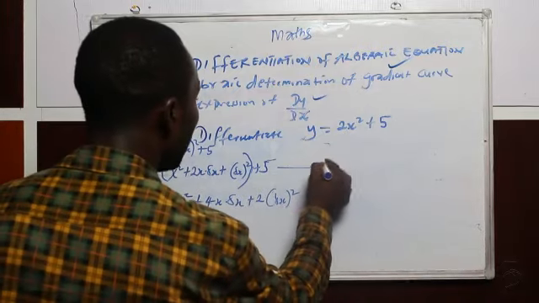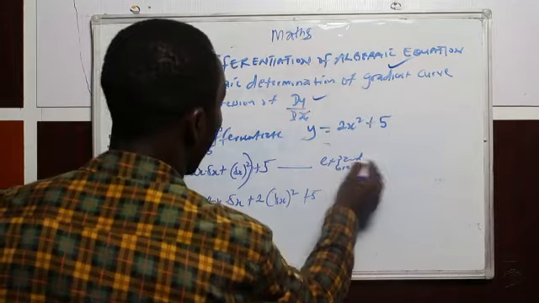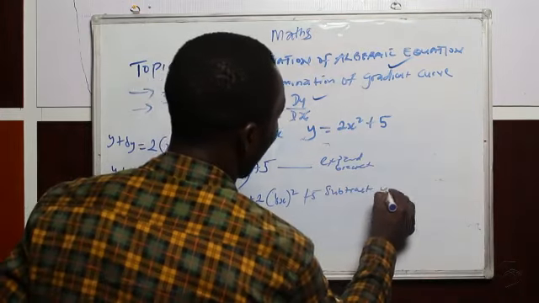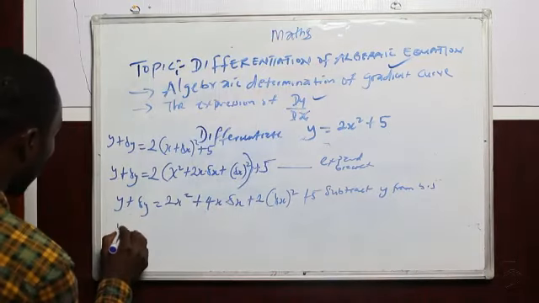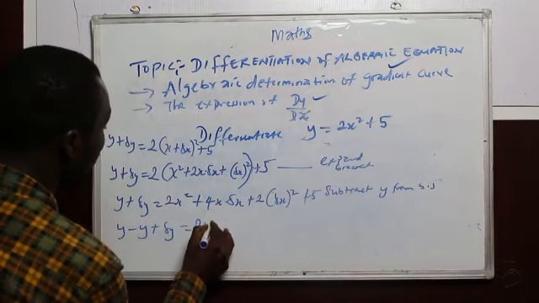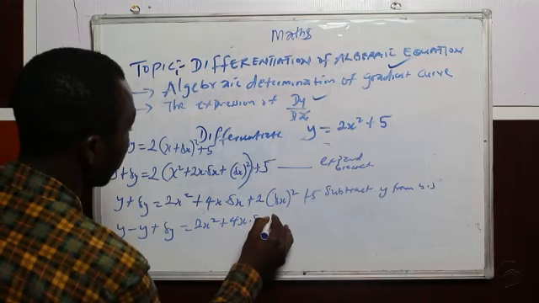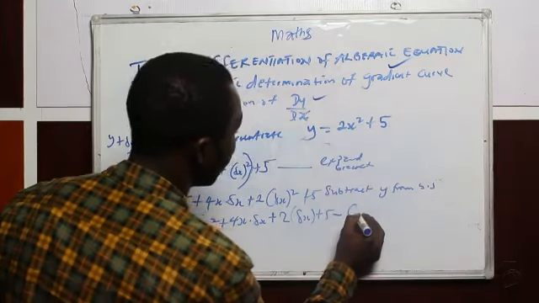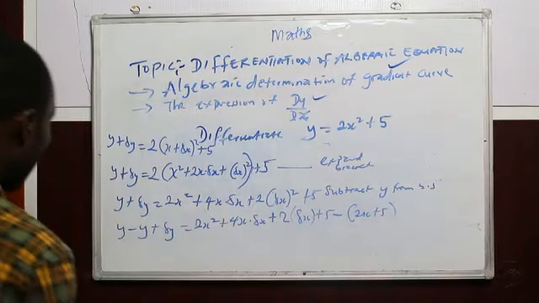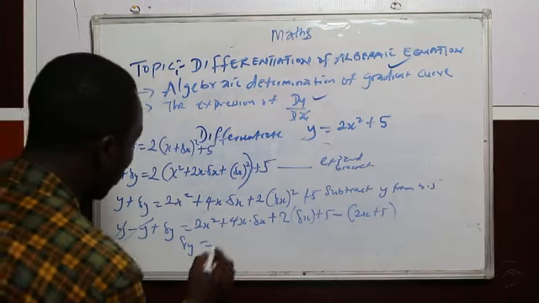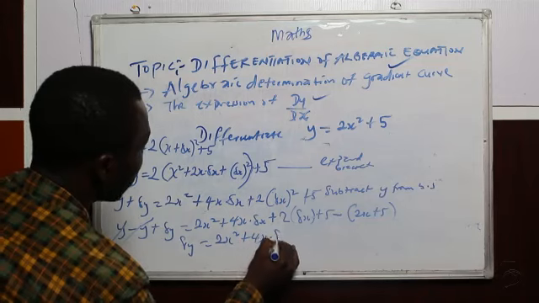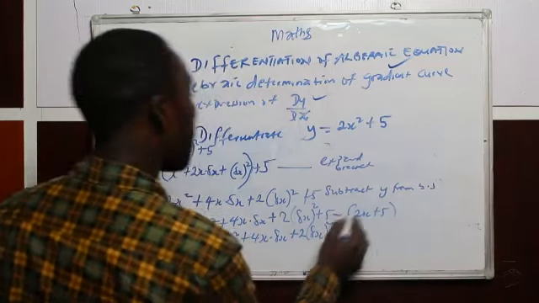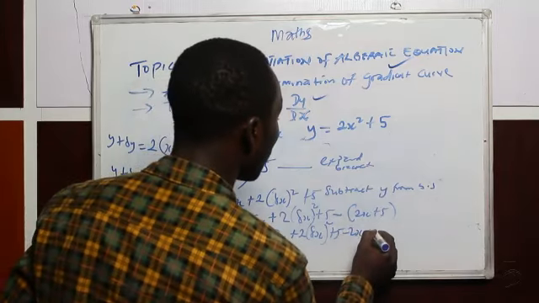Now, the next step. Here you expand the bracket. Here we subtract y from both sides. y plus delta y minus y equals 2x squared plus 4x delta x plus 2 delta x squared plus 5 minus bracket 2x squared plus 5. Now y cancels y, we are left with delta y is equal to 2x squared plus 4x delta x plus 2 delta x all squared, then plus 5, minus times 2x squared will give us minus 2x squared, minus times plus will give us minus 5.